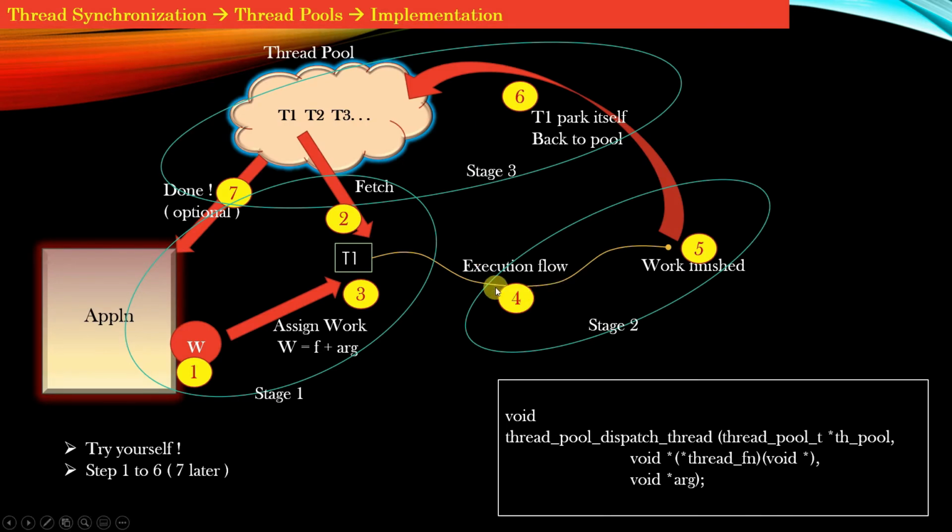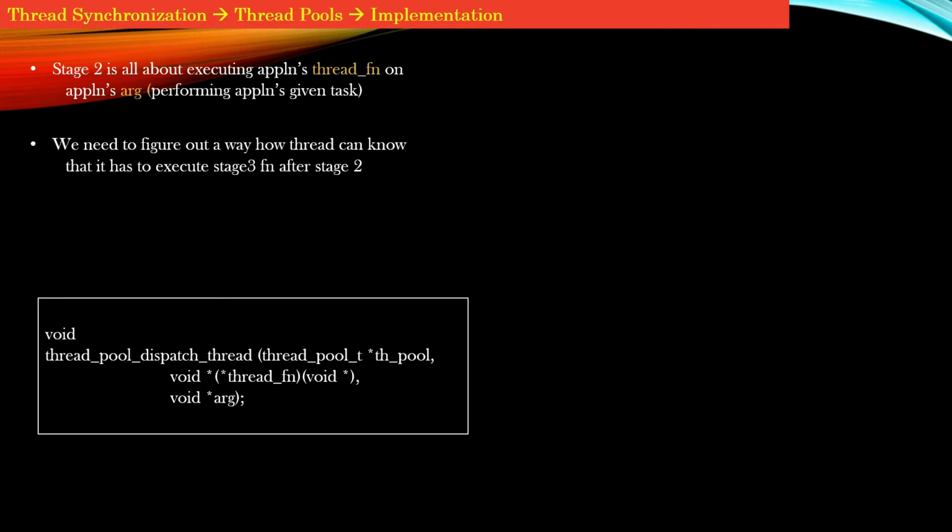After executing step number 4, and step number 5 is actually not a step, it just represents the finish of the application task, the thread which is doing the application work has to execute step number 6 to park itself in the thread pool, right? So it simply means that a thread needs to have a knowledge that it has to park itself into the thread pool after it has executed stage 2 function, right?